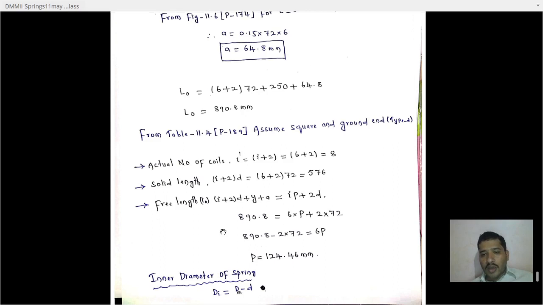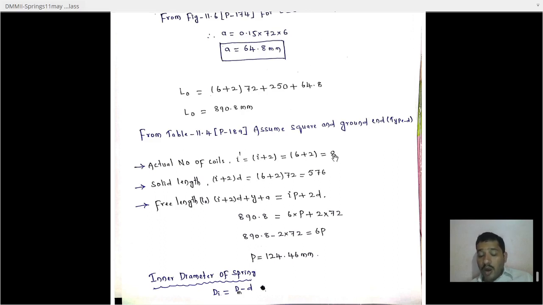Assume square and ground end type, because the same concept we have already solved in the previous problem. Is it right? The actual number of coils I dash is equal to the number of turns plus 2. The number of turns is how much? 6. 6 plus 2 equals how much? 8.